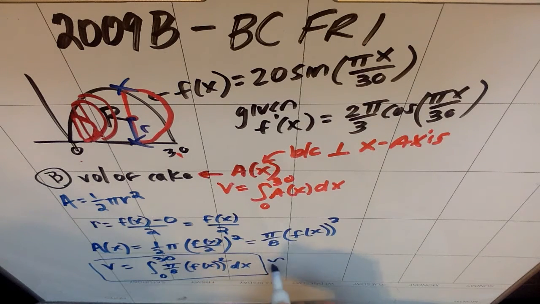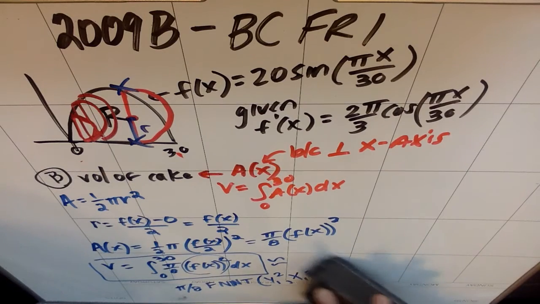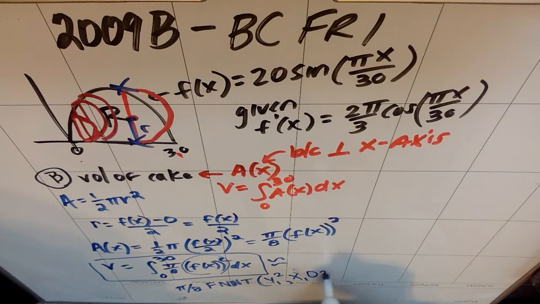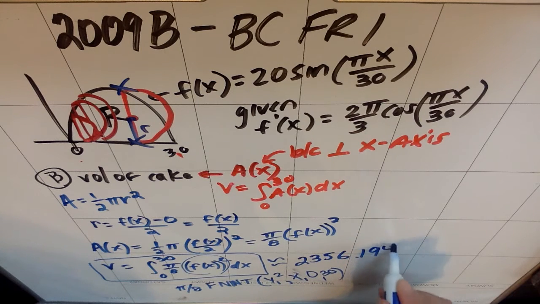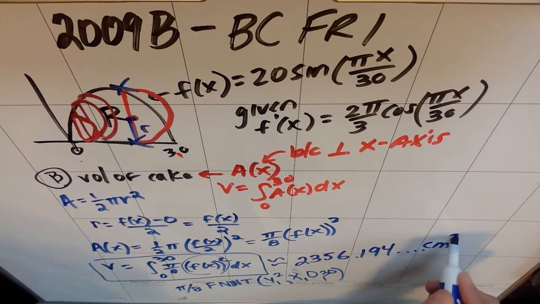I can then find the volume by typing into my calculator a pi over 8 in front of my function integrate. And then what I'm going to integrate is y sub 1 squared with respect to x from 0 to 30. All right, so I'm going to get that quantity, and when I do that, I'm going to get that it's 2,356.194 centimeters cubed, right? Now, if I were you, I would store this as A.